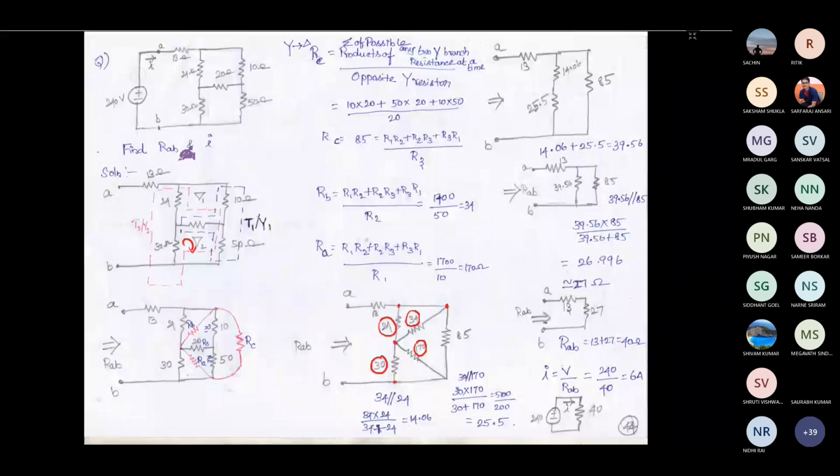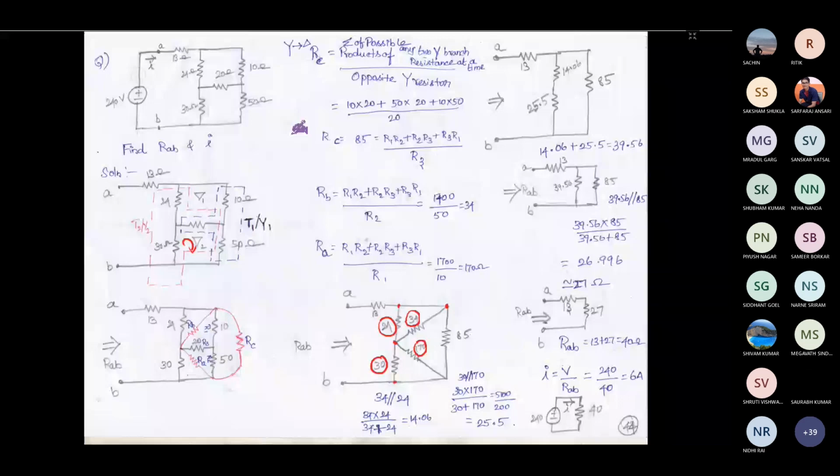Here you understand that in the question they have asked two things. One is to find RAB and I. RAB means I need to find the equivalent resistance across the terminals A and B. A and B is given here. So for finding the equivalent resistance, I have to see it from this side, so I have to start from the exact opposite side.